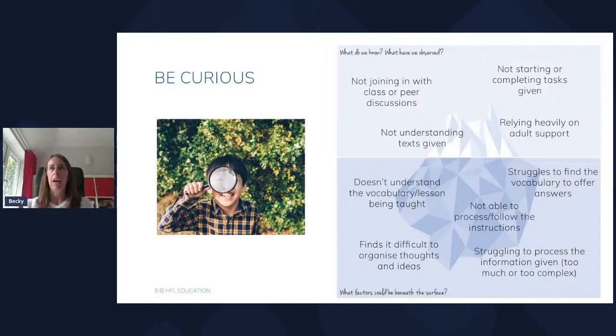So if they're relying heavily on adult support, why is that? Are they not able to follow the instructions? Are they finding it difficult to organise their ideas? Do they understand the lesson that's being taught? Is it pitched at the right level? So really exploring underneath the surface can then again support the teacher to go, right, okay, they're not understanding the vocabulary, I'll focus in on that and really make sure that they embed that knowledge, and I can support them with a visual or breaking it down into more detail.